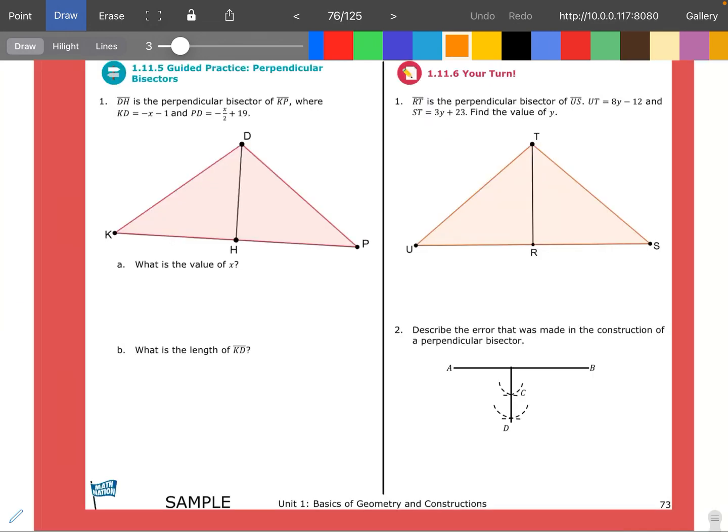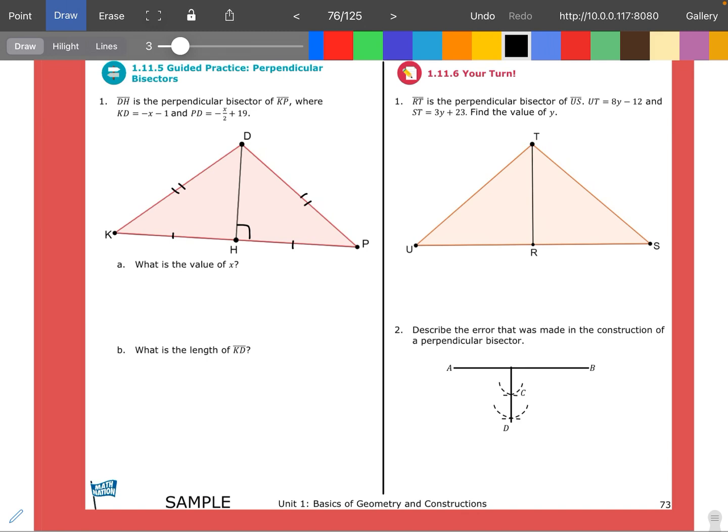All right, so now for the math part. We always do a little bit of construction, and then we do a little bit of math. All right, so we have to figure out what is the value of x. So what I learned a few moments ago is that if we have a perpendicular bisector, I know that I have a 90-degree angle. I know that these two are congruent to each other. These two are congruent to each other. So let's mark everything up.